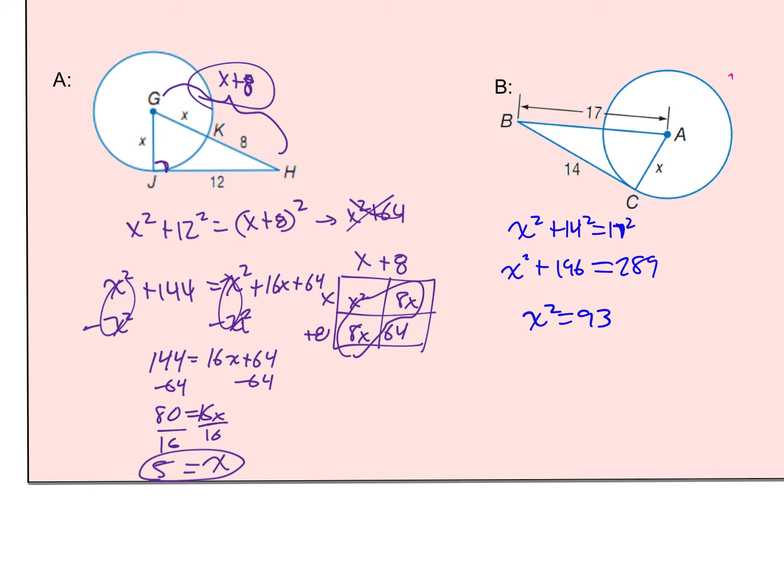We know 93 is not a perfect square. So if you left it as square root of 93, that would be fine. I wouldn't count this wrong. If you wanted to give me the big decimal, I don't hate that either. I don't love it. 9.64. I like this better. This is a little cleaner. Square root of 93 rather than some big, long, gaudy decimal.